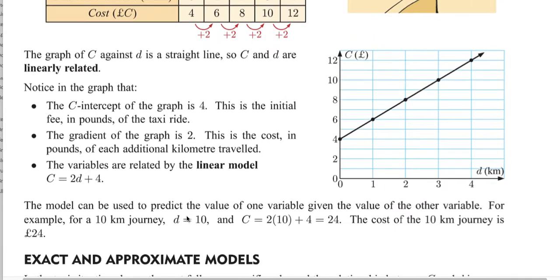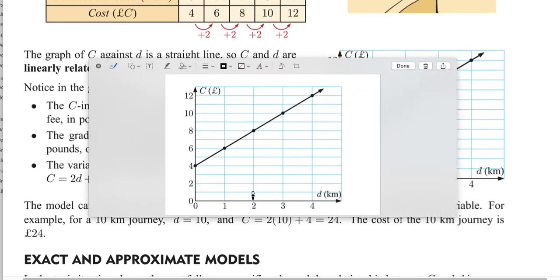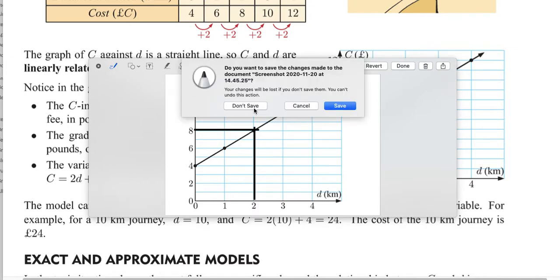So if we wanted to find, for example, the cost of a 10-kilometre journey, we could use the graph. We would continue on, and what you would do is draw a line up from 10, and then have a look across to the value for C. So if we were doing this for, say, a 2-kilometre journey, this is much easier. We would just go up from 2 and then across to 8. So we know that the cost is going to be £8 for a journey of 2 kilometres.